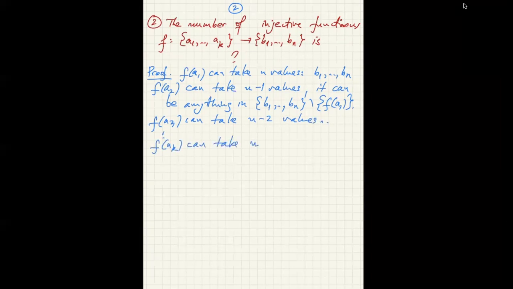Here the count is similar to the one that we did for k-ordered tuples. When we pick f of ak, we have already chosen values f of a1, f of a2, up to f of a(k minus 1). So we have to subtract from the set of all n possible values these k minus 1 values. So f of ak can take n minus k plus 1 values. Thus, you get this falling factorial n times n minus 1 times up to n minus k plus 1 injective functions.